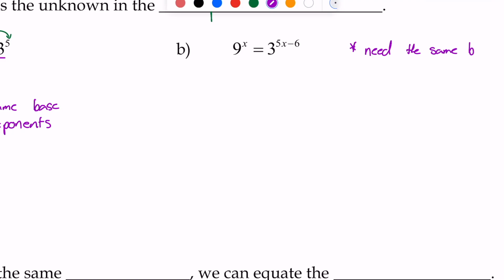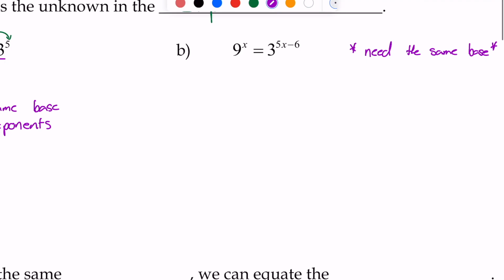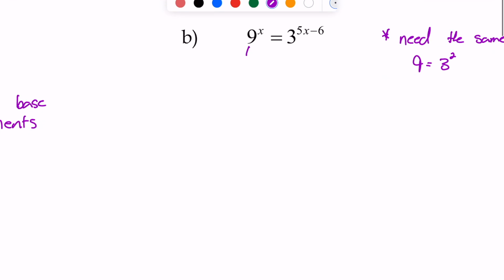So similar to what we did in 5.1 lesson, let's manipulate that 9 so that we have the same base of 3. We can think of 9 as the same thing as 3 squared. So this 9 right here, that becomes 3 squared. Still put to the power of x, okay? So that x doesn't go anywhere. And then on the right-hand side, you still have 5x minus 6.